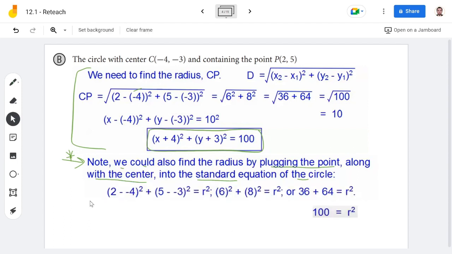As you can see, it's similar to what I did. So 2 minus 4 to the power of 2, 5 minus 3 to the power of 2, all of that is equal to r squared. Then you simplify this part, as I did here, to find r. So r is equal to what? r squared is equal to 100. Okay? I hope you understand this.